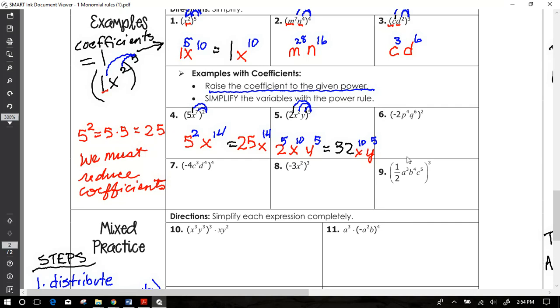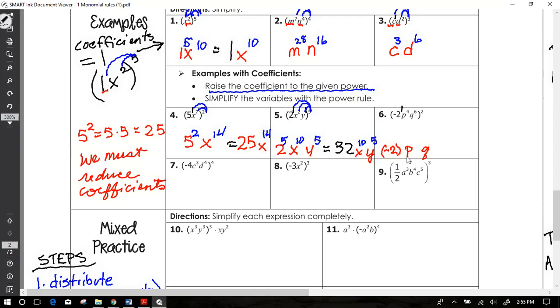Let's look at number 6. Okay, so this is what the note at the bottom of your paper is for, because we want to be very careful with our negative. This negative is inside a parenthesis. So when I bring this down, I'm going to put -2 in a parenthesis, okay? That's my base. And my P is a base, and my Q is a base.